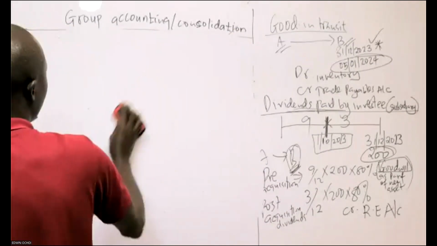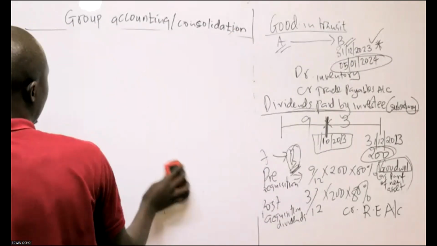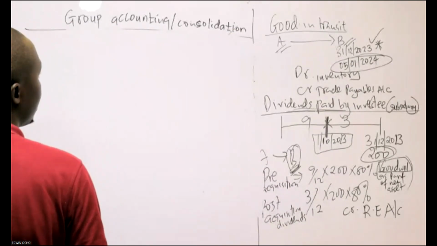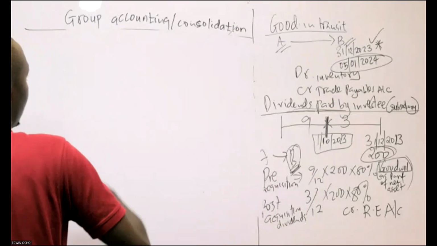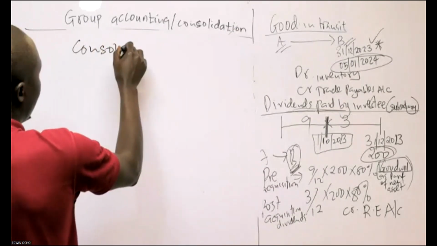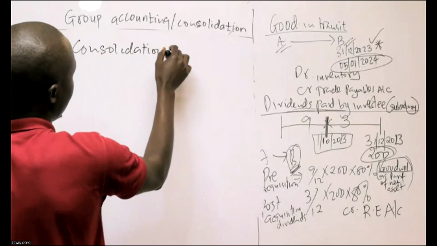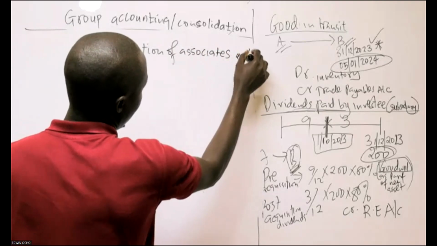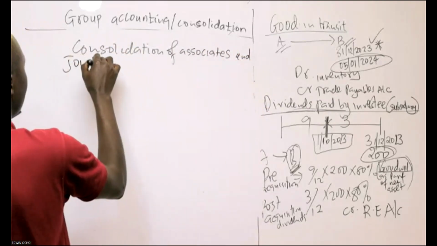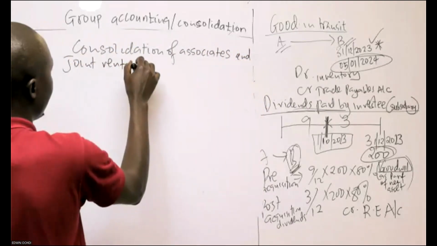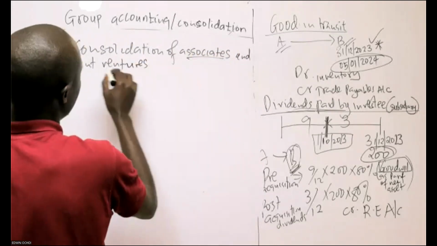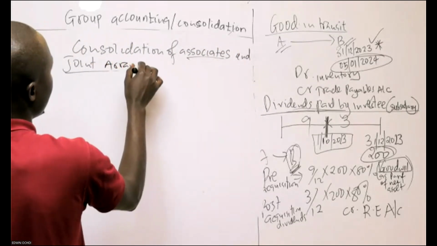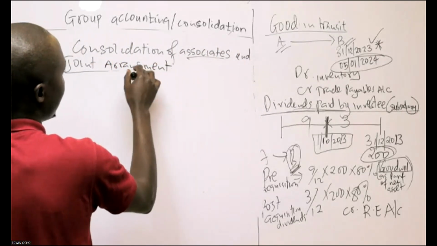So finally, what I need to mention about the introduction of group accounting is the consolidation of associates and joint ventures. In the next around 15 minutes, and we call it a session for today. So the consolidation of associates and joint arrangements, because joint venture is a type of joint arrangement.